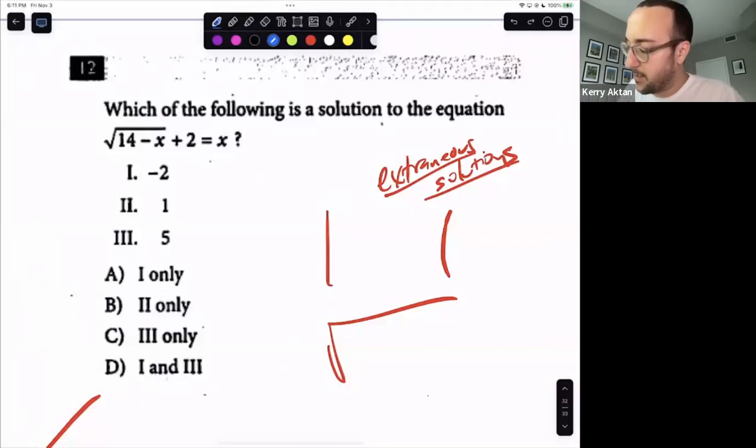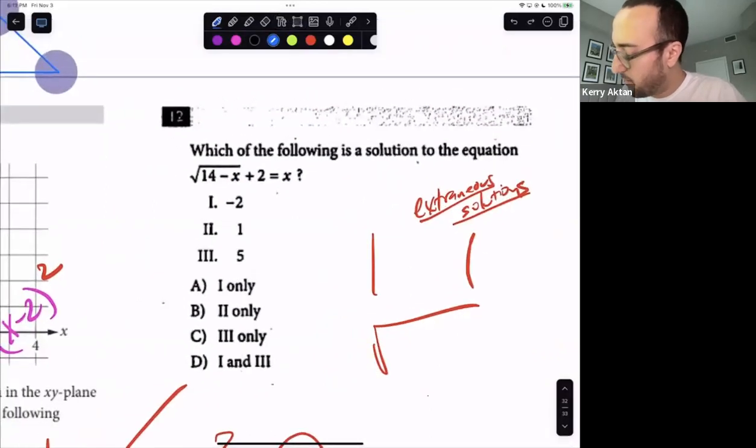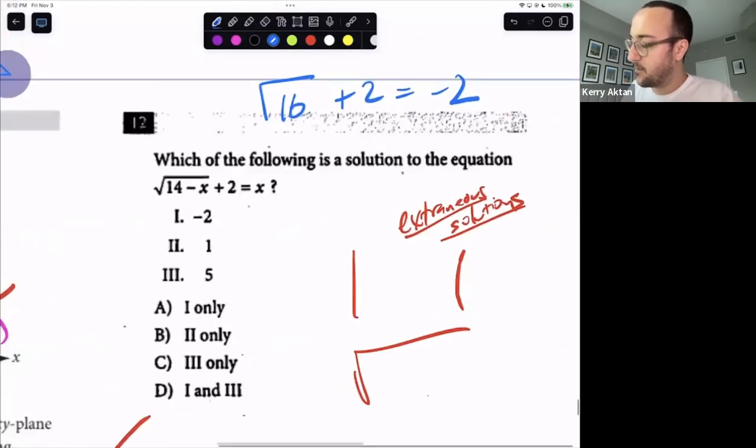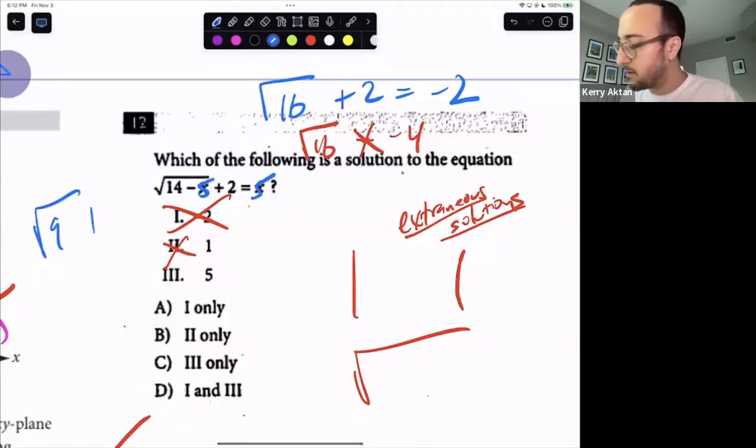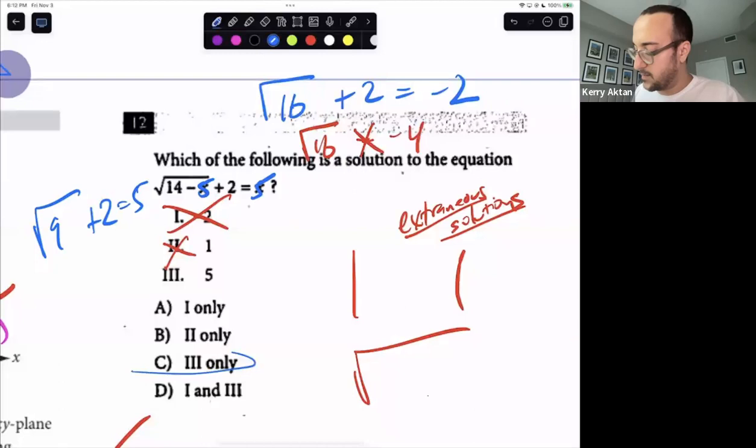Let's do it. When I plug -2 in, I get root 16 plus 2 equals -2. Really, square root of 16 equals -4. Nah, a square root won't ever equal a negative, so I don't like that one. This one doesn't work either when you plug it in, but 5 does work. Let's try 5. 14 minus 5 is root 9 plus 2 equals 5. Checks out. The only answer here is C.